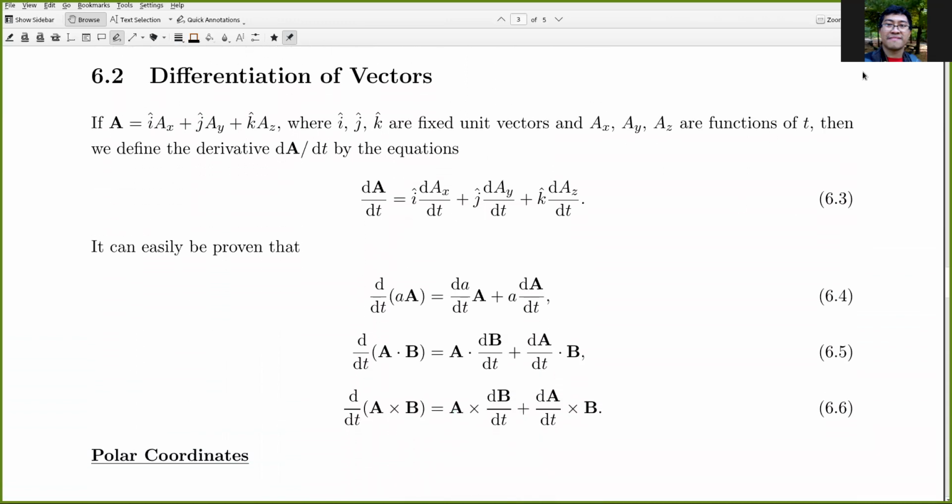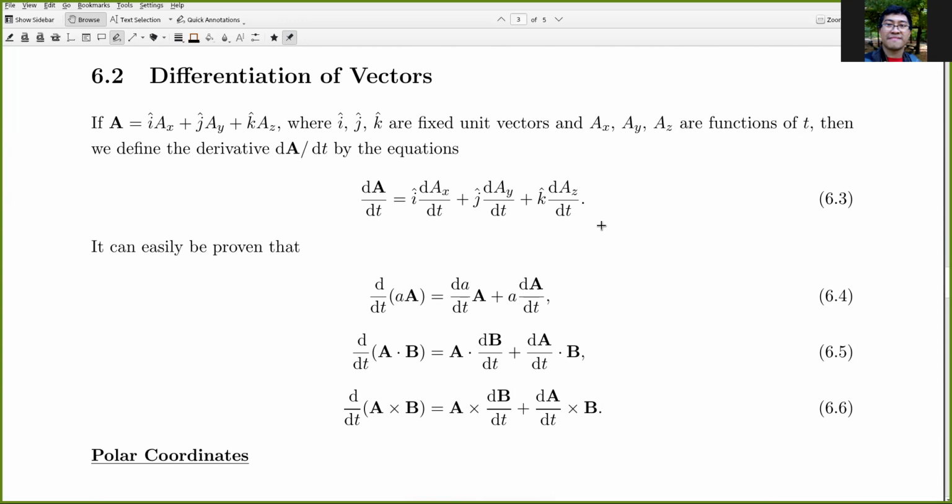So let's now proceed with differentiation of vectors. If A is given by this expression, i hat Ax plus j hat Ay plus k hat Az, where i, j, k are fixed unit vectors, and Ax, Ay, Az are functions of t, then we define the derivative dA by dt by this equation.